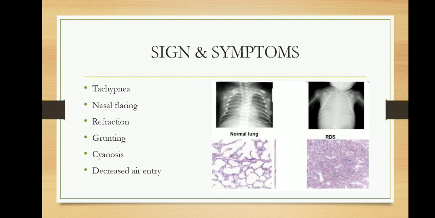Nasal flaring occurs when nostrils widen while breathing. It's also a sign of trouble breathing. Then grunting. Grunting means a sound that can be heard each time the person exhales. Then cyanosis, diminished air entry.